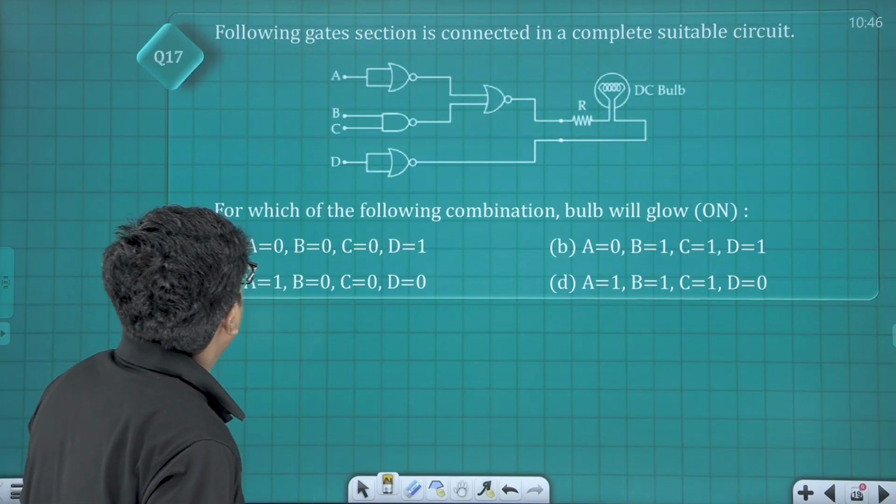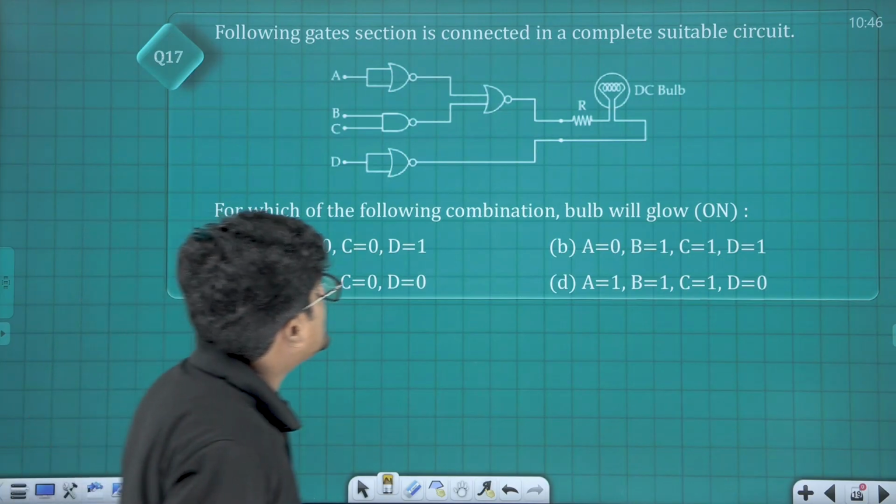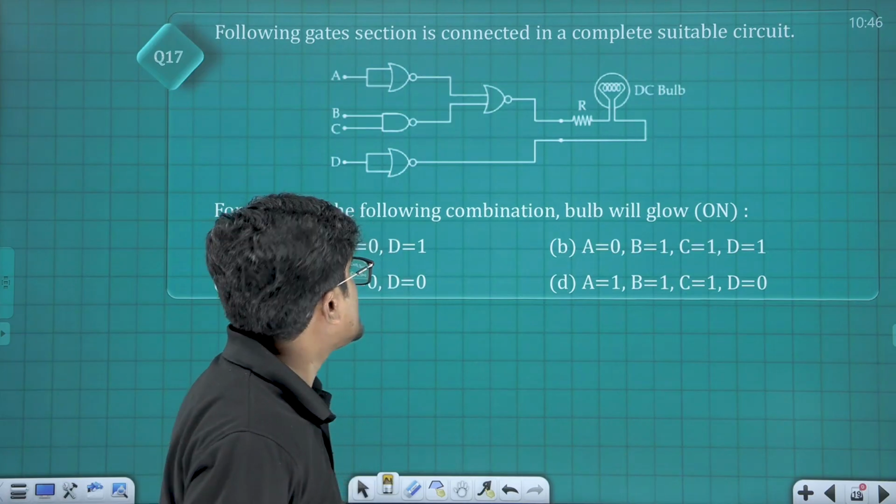Okay. Next is question number 17. Question number 17 says, following gates sections are connected in a complete suitable circuit.